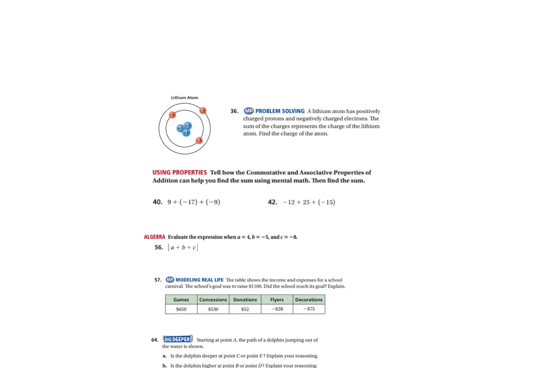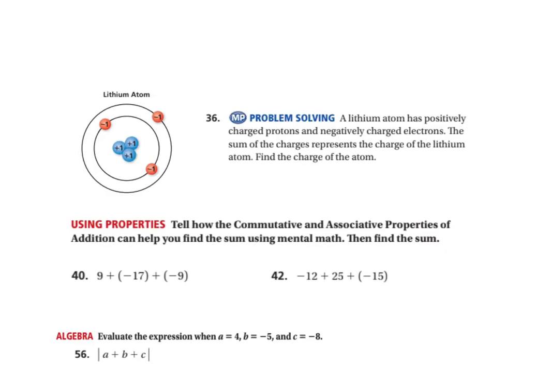All right, moving to the back side. It says a lithium atom has positively charged protons and negatively charged electrons. The sum of the charges represents the charge of the lithium atom. Find the charge of the atom. So it's almost like we're given little integer counters. I see we have 3 positive charges, 3 negative charges.